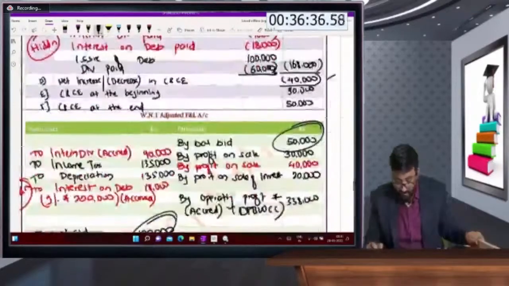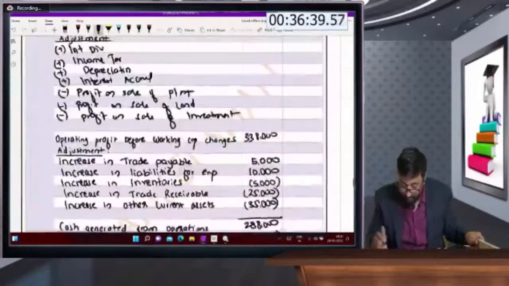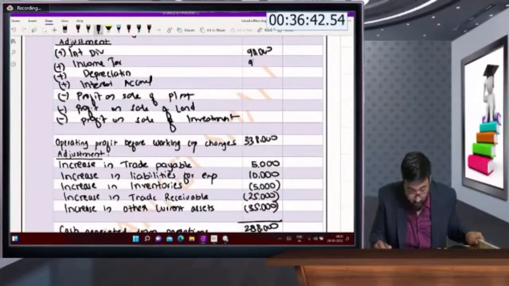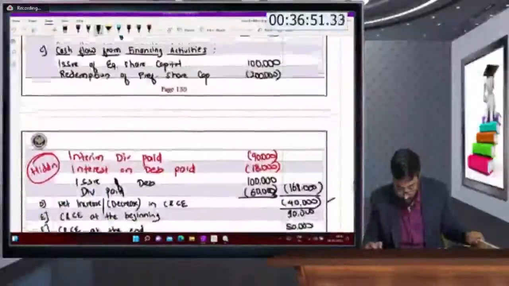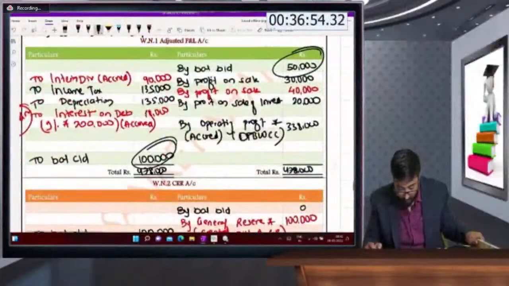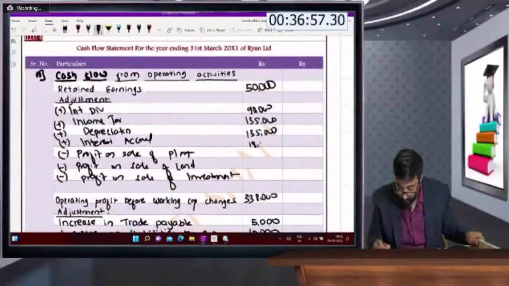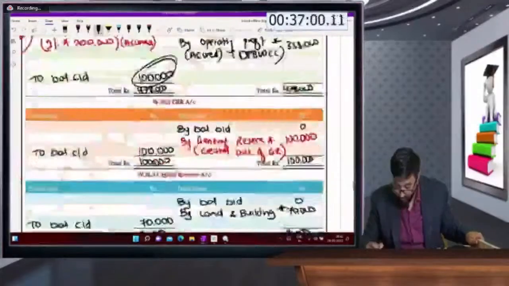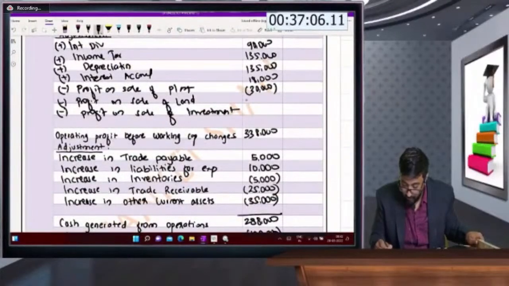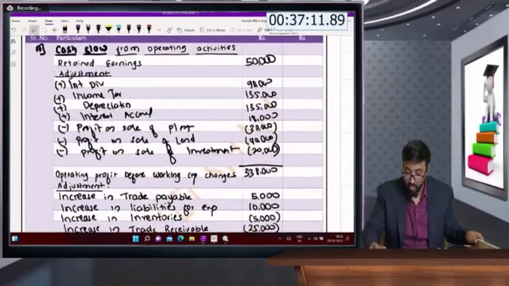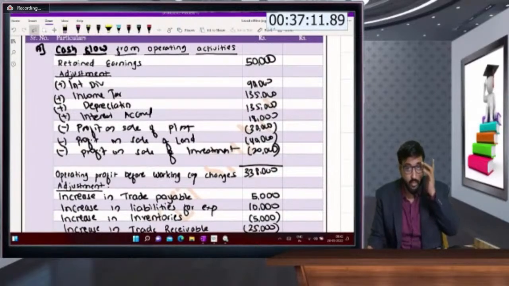Hardly takes 1 minute. 90, 135, 135, and 18. And negative 30, 40, 20. And you will get 3,38,000. So just adjusted P&L, 1.5 minutes we are going to write. Yes, over.